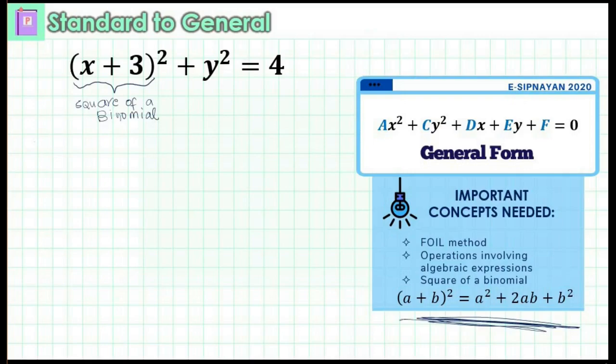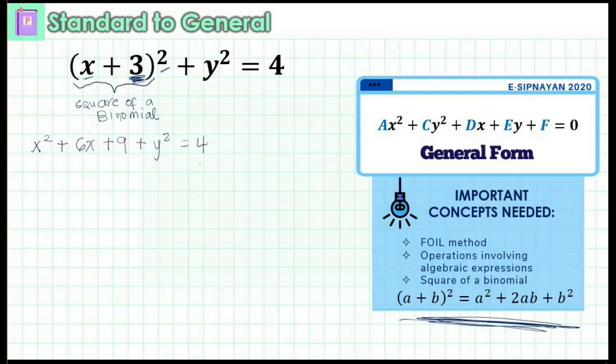So the first thing that we need to do is to square the first term, so that will be x squared, then multiply 2 by 3 by x, and that will be plus 6x. And lastly, square the last term, which is 3, therefore the result will be plus 9. Then we copy the rest of the terms, plus y squared equals 4.